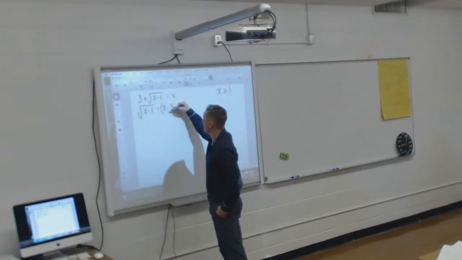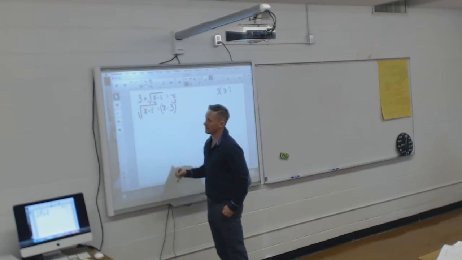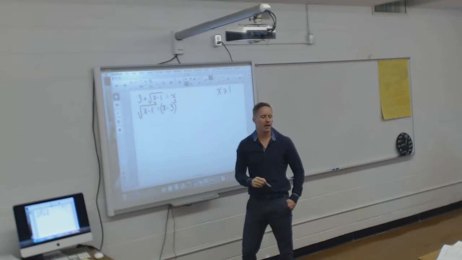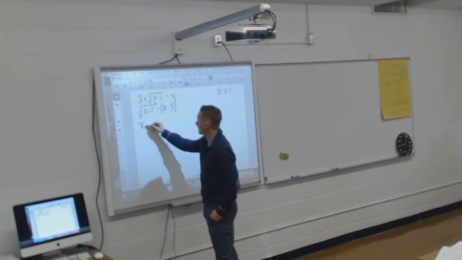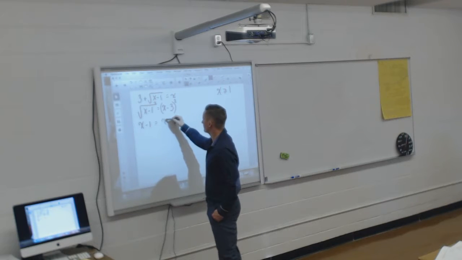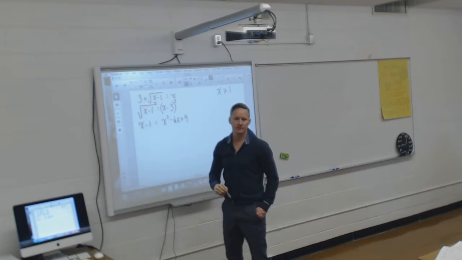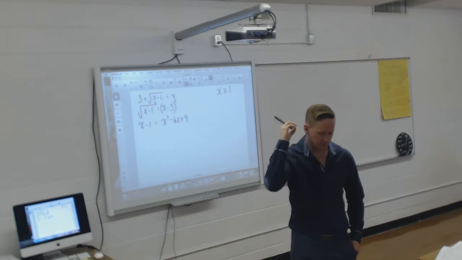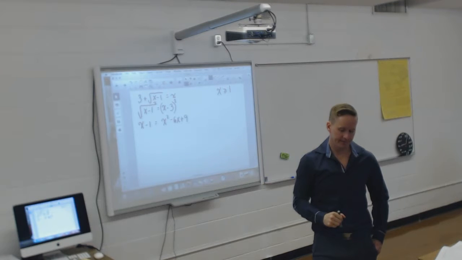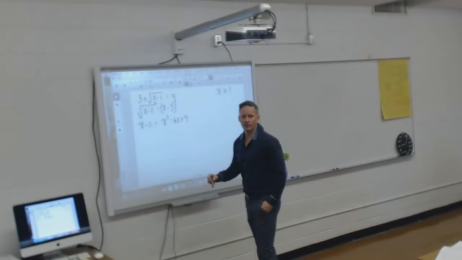We did this last year. You have to actually square it like that. So you can't just go x squared 9. Doesn't work like that. So now what I have, x minus 1 equals x squared minus 6x add 9. You agree? That's how it's FOILed? Okay. Move everything to one side.